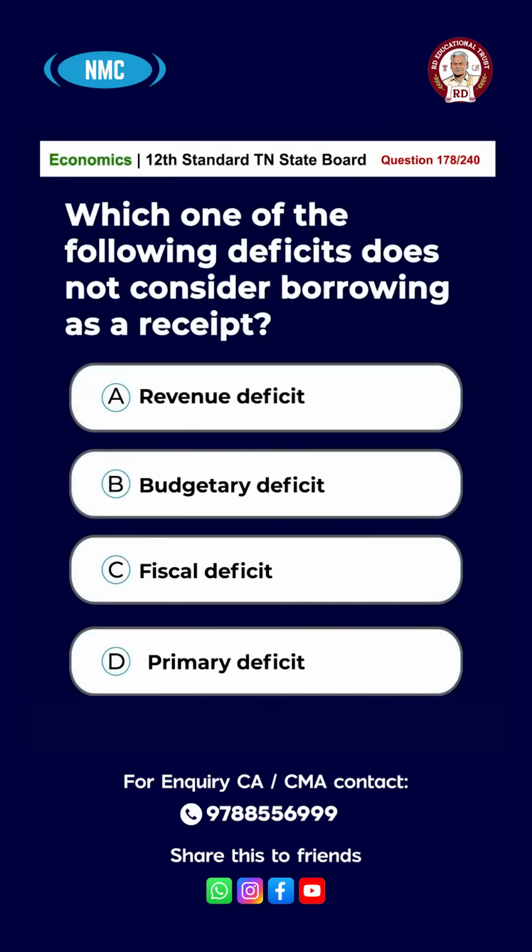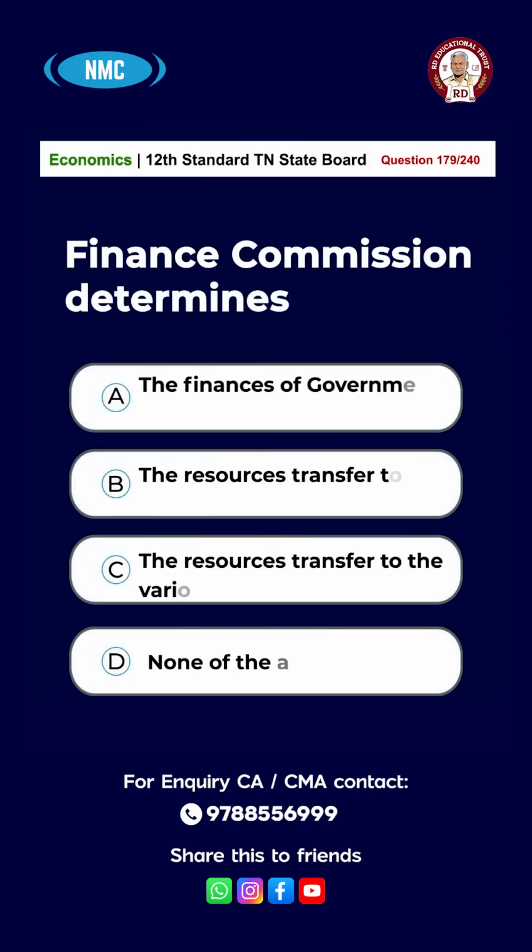Question number 178. Which one of the following deficits does not consider borrowing as a receipt? A. Revenue deficit, B. Budgetary deficit, C. Fiscal deficit, D. Primary deficit. The answer is option C. Fiscal deficit.